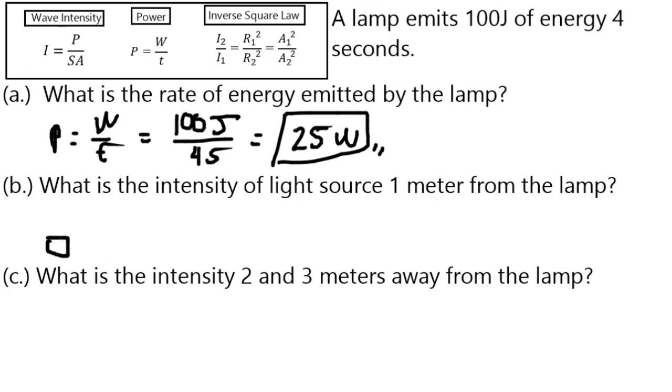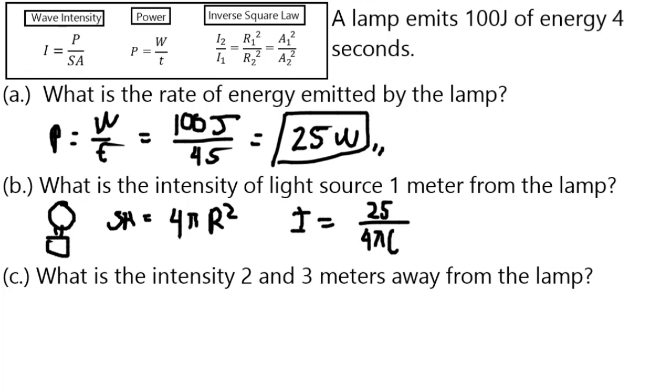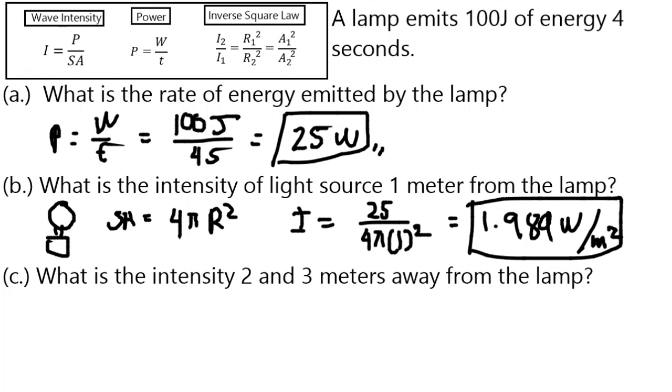What is the intensity of the light source 1 meter from the lamp? We're just going to use the wave intensity equation. Let's say we have a light bulb here, and it is basically a sphere. So the surface area is going to be 4 pi r squared. So the intensity is going to be power, which is 25 watts, divided by the surface area of the sphere, and the radius squared is going to be 1. So it's going to be 1.9889 watts per square meter. Okay, so this is the intensity of the light source.